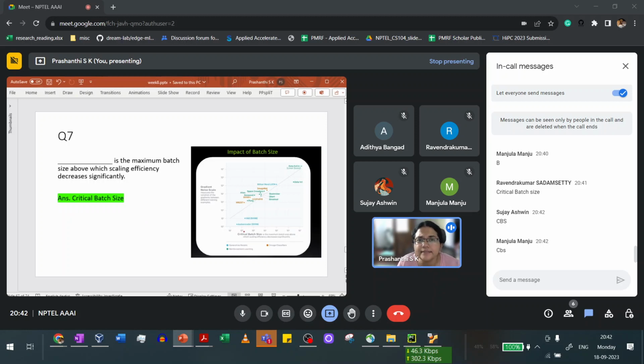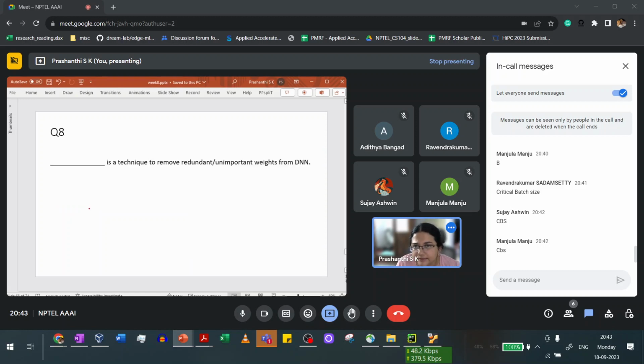It was from this slide, where you're shown various batch sizes and a gradient noise on the y-axis. And critical batch size is basically a threshold. It's the maximum batch size above which your scaling efficiency decreases significantly, meaning that even if you increase the batch size, you don't get that much of a benefit. So that's your critical batch size.